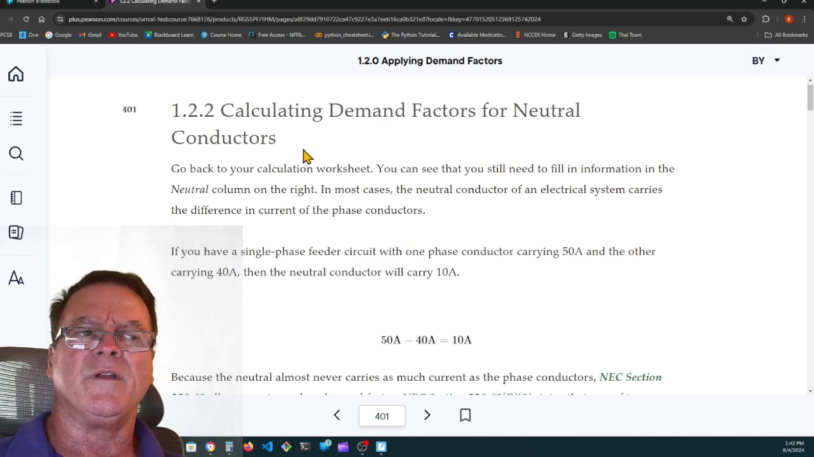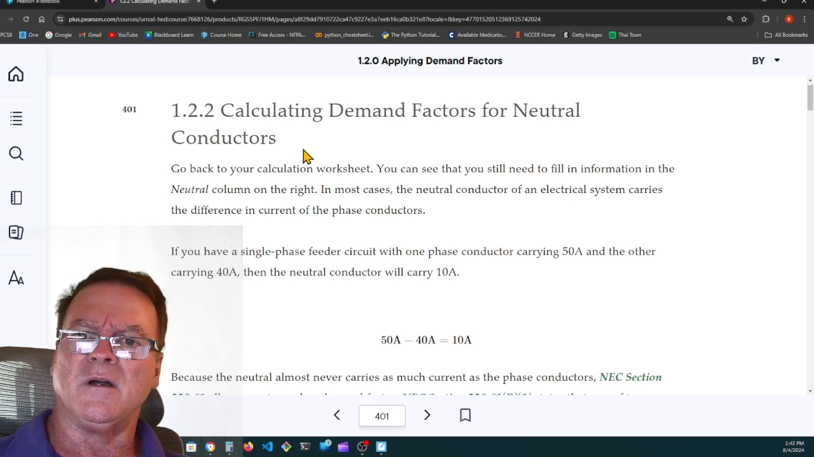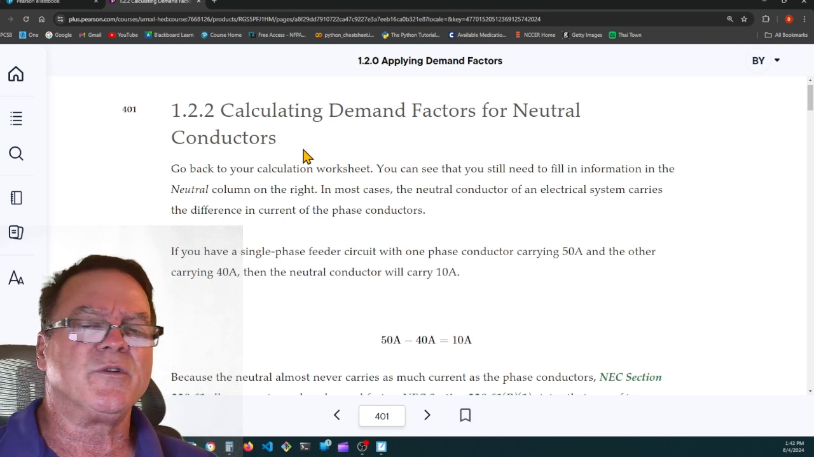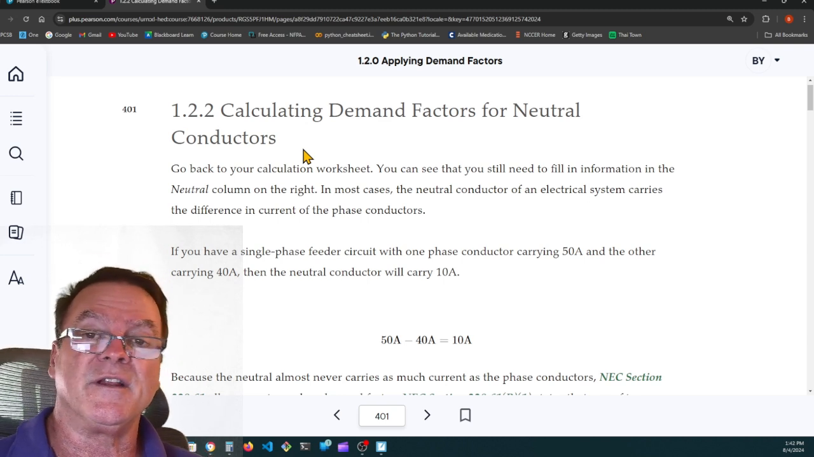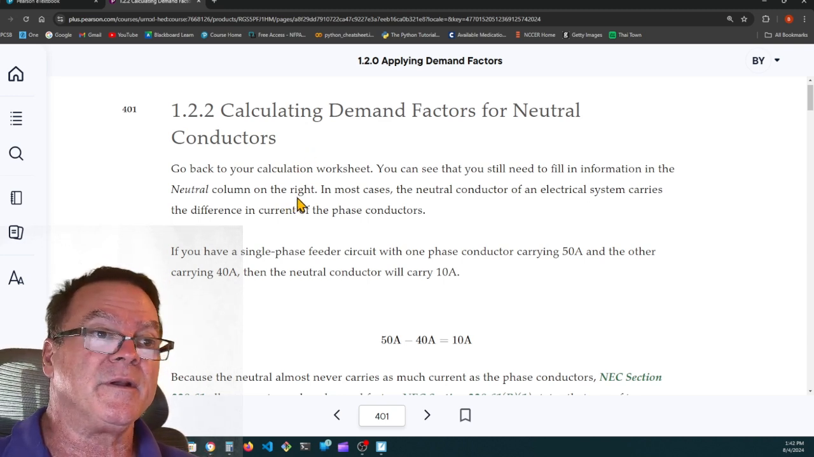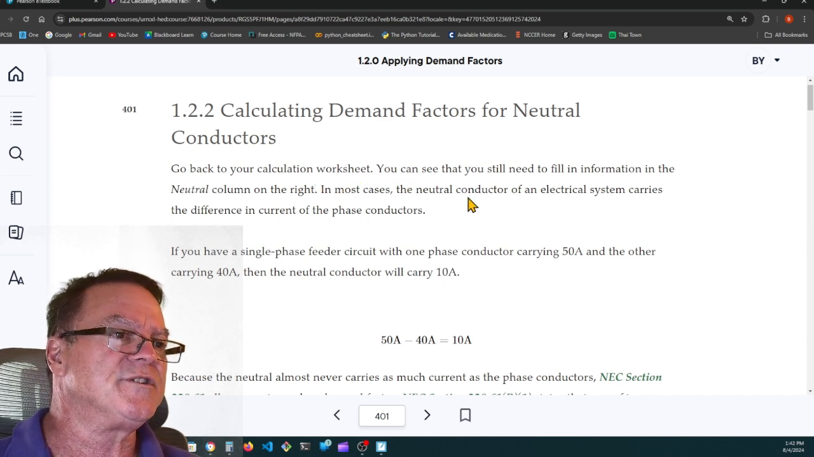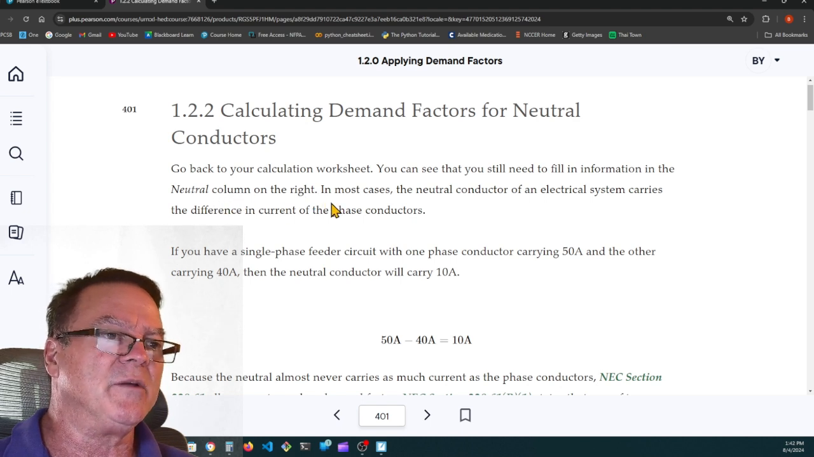So we would end up with 200 amps plus 35 amps. 70% of 50 amps is 35 amps. So we'd end up with 235 on the neutral instead of the 250 on the ungrounded conductors. Go back to your calculation worksheet. You can see that you still need to fill in information in the neutral column on the right.